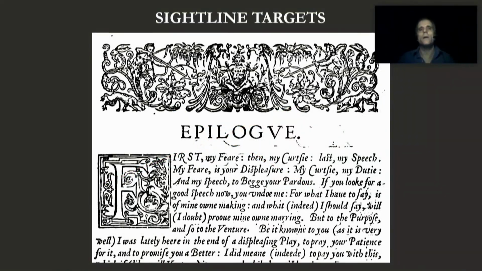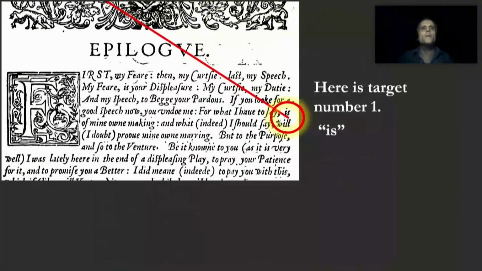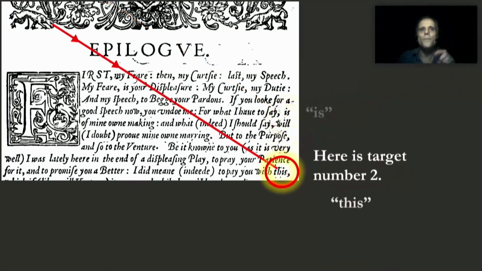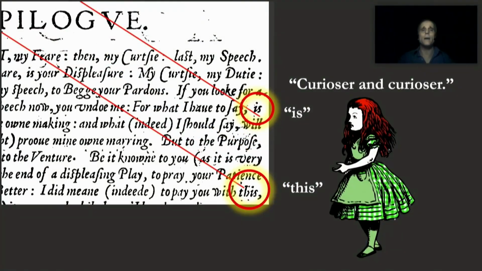To find the secret heart of the First Folio, we need to see what the final sightline targets are for Eros and the Cali Greyhound below him. They are perhaps the most significant in the authorship issue. Here is target number 1 from Eros, the word is. Here is target 2 from the Hound, the word this. As Alice would say, curiouser and curiouser.